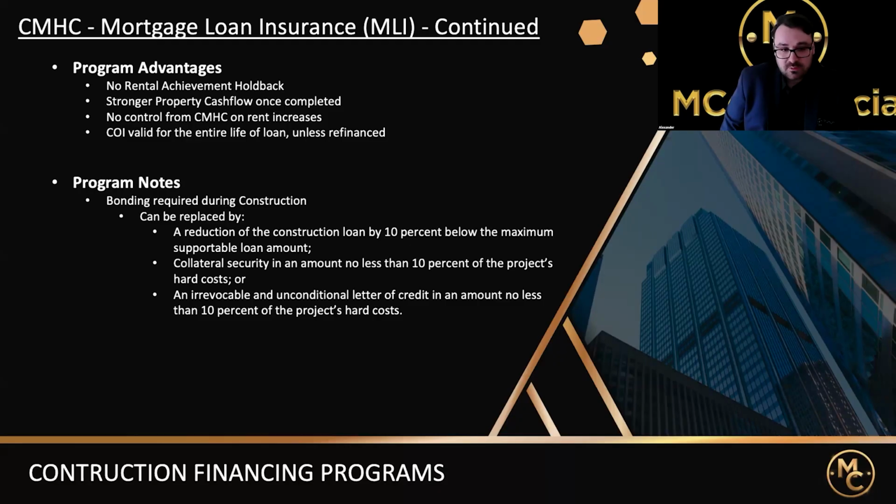A quick note on the program specific to construction. Bonding is required for construction in almost every deal. Bonding is additional construction insurance, and CMHC will want this in place for most construction deals, but it can be replaced in most cases, usually by either a reduction in the loan amount by 10%, providing collateral securities in the amount of at least 10% of hard costs, or providing a letter of credit in the amount of at least 10% of hard costs.